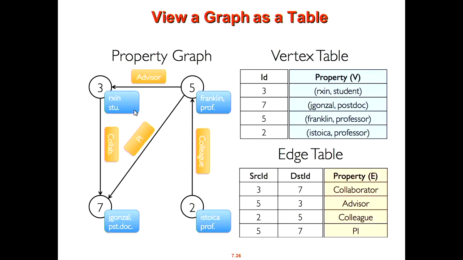Given this graph, we can create two tables. One is a vertex table, which has the node ID and the property type, the attributes. For the edge table, we have the source ID, the destination ID, and the label on the edge, right? So now these are different views of the same data. This is a graph view, and this is a table view, right?